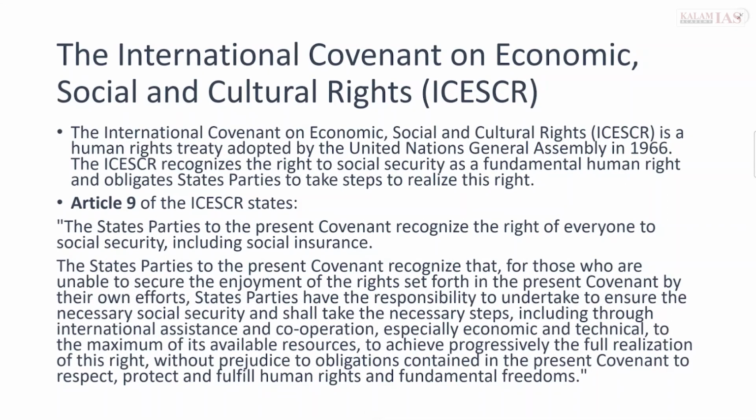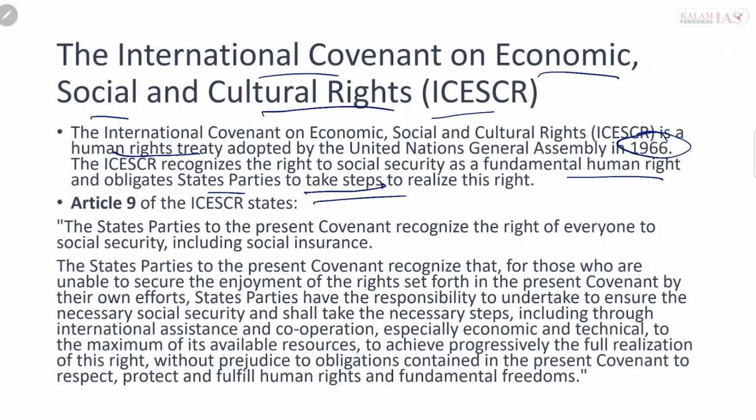Then, the next we have the International Covenant on Economic, Social and Cultural Rights, the ICESCR. Okay. The International Covenant on Economic, Social and Cultural Rights is a human rights treaty adopted by the United Nations General Assembly in 1966. The ICESCR recognizes the right to social security as a fundamental human right and obligates state parties to take steps to realize this right. Okay. Article 9 of the ICESCR says the state parties to the present convention recognize the right of everyone to social security, including social insurance.